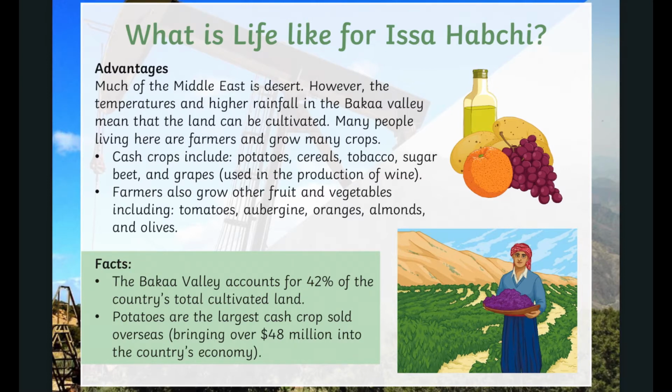Cash crops, which are crops which they can sell to make money, include potatoes, cereals, tobacco, sugar beet, and grapes, also used in the production of wine. Farmers also grow other fruit and vegetables, including tomatoes, aubergine, oranges, almonds, and olives, although these are often consumed within Lebanon itself. Interesting facts: the Bekaa Valley accounts for 42% of the country's total cultivated land.